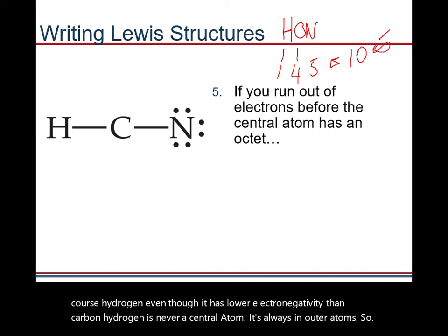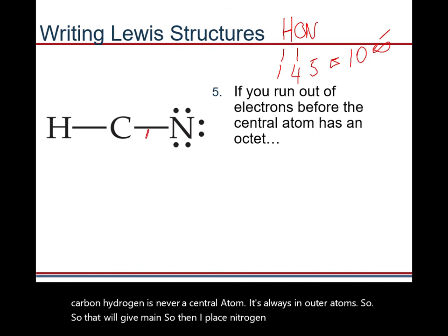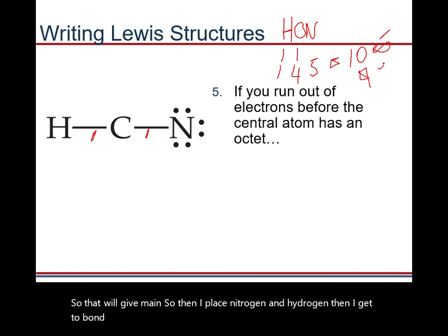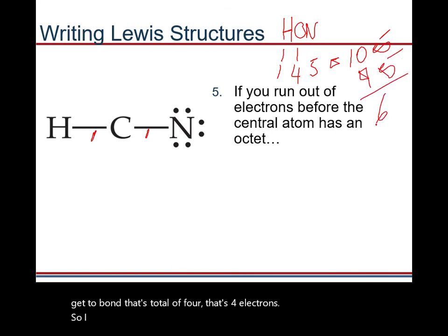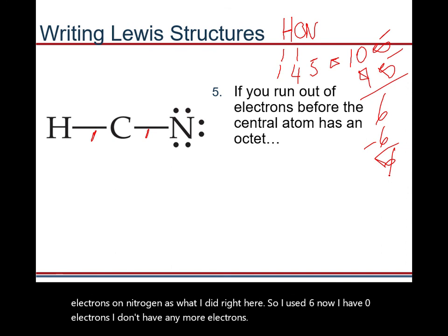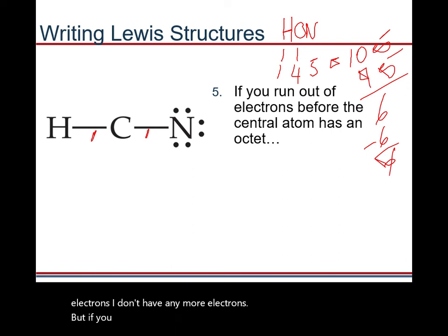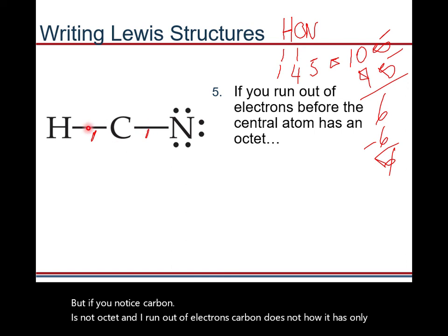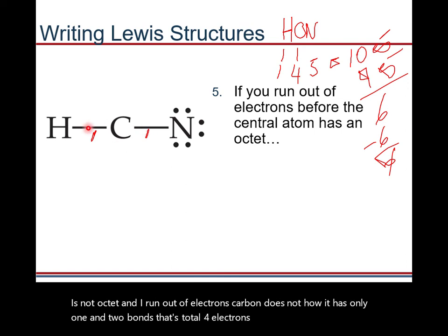So I place nitrogen and hydrogen, then I get 2 bonds, that's a total of 4 electrons. So I have 6 left. On hydrogen I don't place any more, it already has 2 electrons, so I'm going to place the 6 electrons on nitrogen, and that's what I did right here. So I used 6, now I have 0 electrons. I don't have any more electrons. But if you notice, carbon is not an octet, and I ran out of electrons. Carbon has only 2 bonds, that's a total of 4 electrons. It's missing 4 more electrons.